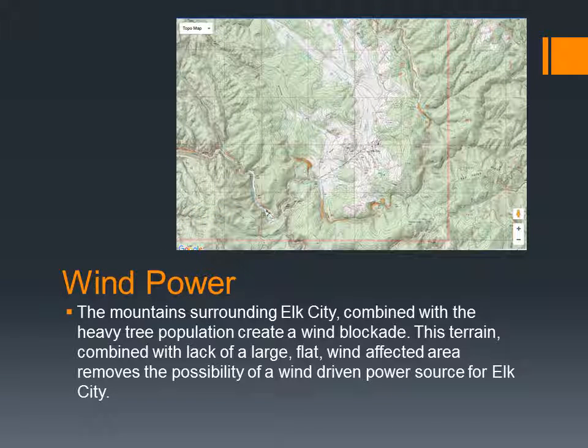Wind power is the next power source that Elk City can consider. Wind power is harvested by wind turbines, and wind turbines need a large, flat area that has a lot of wind to work. The mountains surrounding Elk City, combined with the heavy tree population, create a wind blockade. This terrain, combined with a lack of large, flat, wind-affected area, removes the possibility of a wind-driven power source for Elk City.